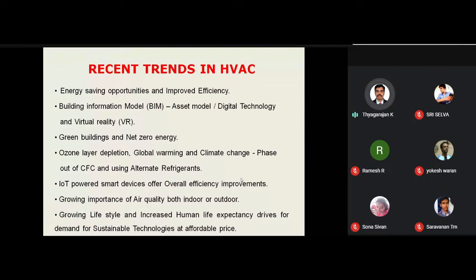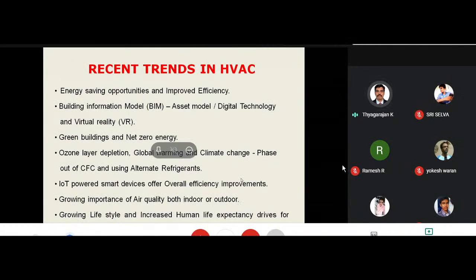And IoT, the Internet of Things. These are powered smart devices, so that now through Wi-Fi on your mobile phone you can switch on your AC and see what's happening with the help of an app. You can see the power consumption by the chiller plant and pumps, and how it's working.